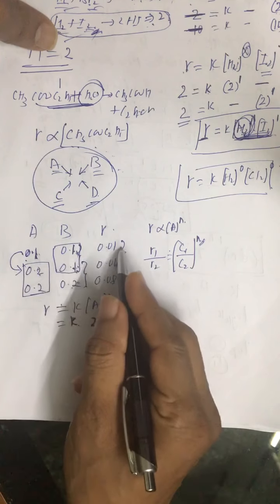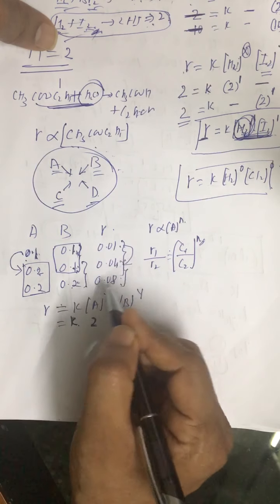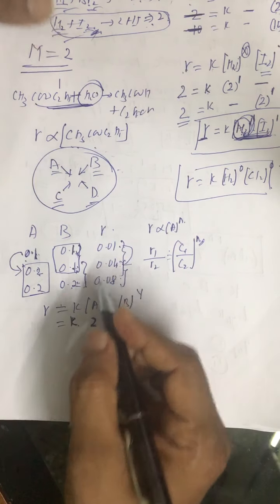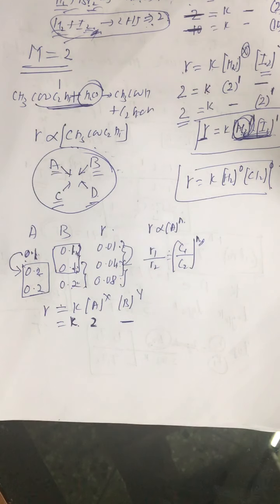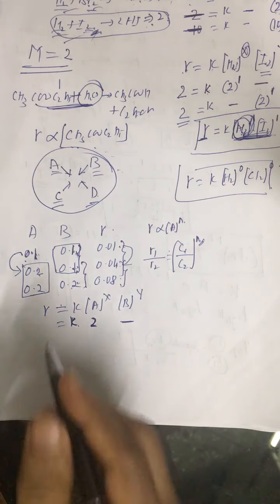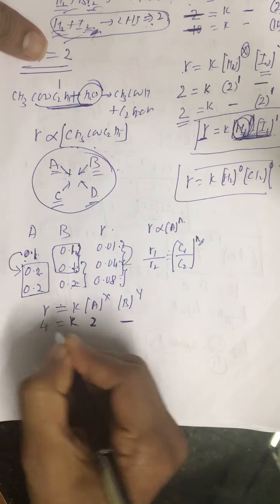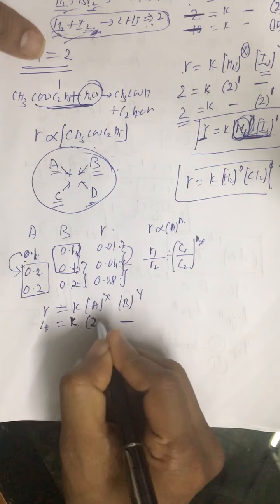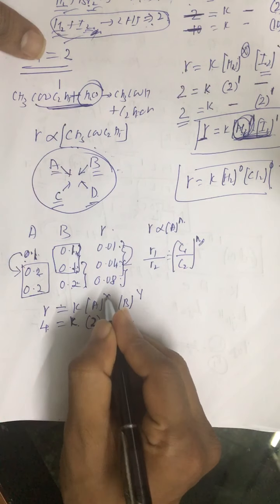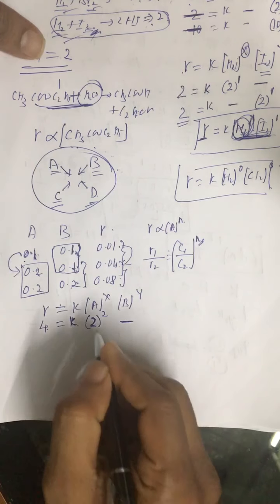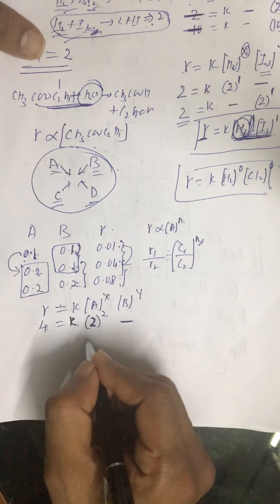Now what is happening to rate? 0.01 is becoming 0.04, means how many times the rate of reaction is getting increased? 4 times. So what you have to do, you write 4. So what should be the value of X? Obviously 2.